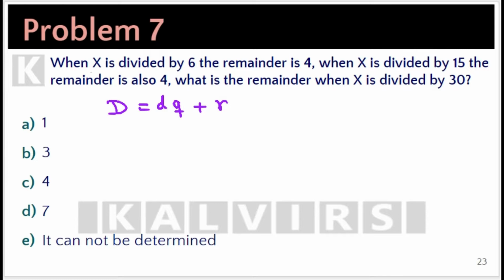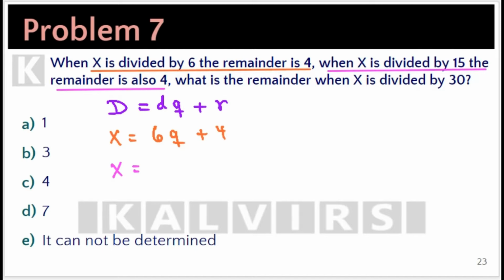For the first sentence, x is divided by 6, the remainder is 4. Therefore, x is equal to 6 times the quotient, let q be the quotient, plus 4. For the second sentence, x is divided by 15, the remainder is also 4. Therefore, x is 15 times the quotient, let capital Q be the quotient, plus 4.